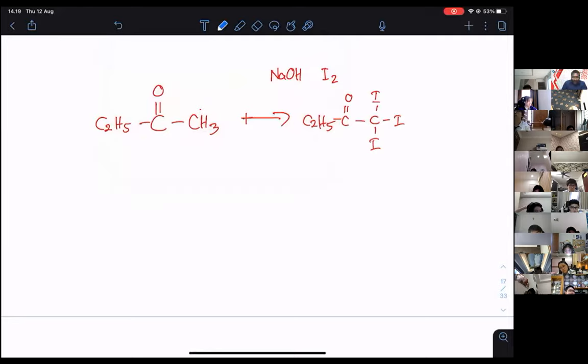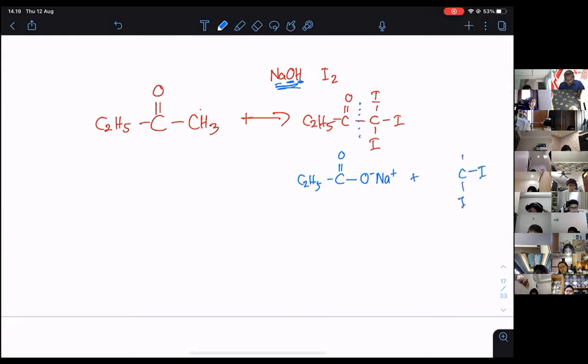Second, the sodium hydroxide will make the bond be broken. It is hydrolysis. So when the bond is broken, you are going to get carbon double bond O, C2H5, and here the O will join, forming the salt. The hydrogen from the sodium hydroxide will join with the CI3 just now to give you triiodomethane. This is the one that is responsible for the yellow crystalline precipitate. So you are forming a salt over there.